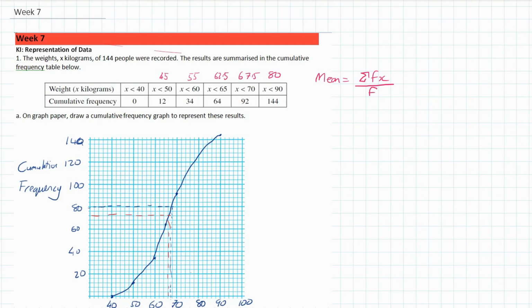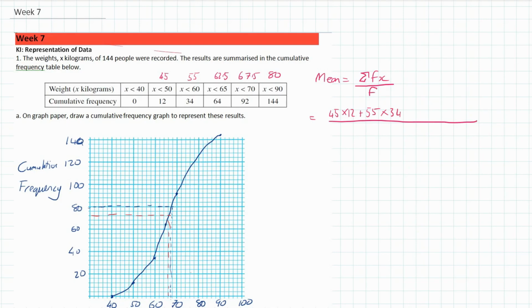Okay, now let's pop that in. So on the top of our fraction, we're going to have 45 times 12 plus 55 times 34.